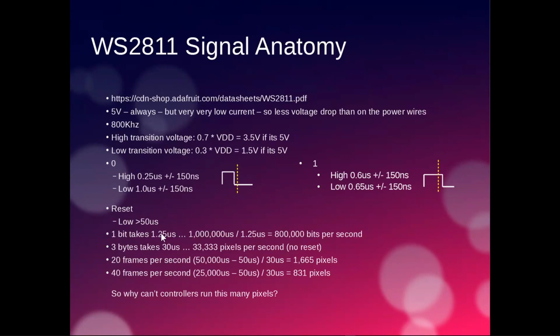So if 1 bit takes 1.25 microseconds, then you can get about 800,000 bits per second along the wire. 3 bytes, which of course would be the data consumed by a pixel, takes 30 microseconds, which means you get 33,333 pixels a second, but that's without a reset. But if you want to do 20 frames a second, you can effectively drive up to 1,665 pixels. Right, that is the maximum rate at 20 frames a second. If you're at 40 frames a second, then the maximum theoretical number of pixels you could drive is 831.